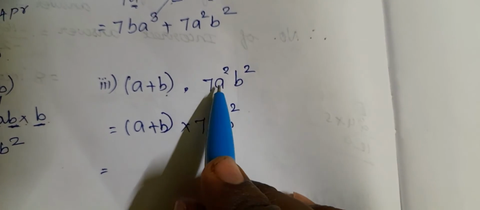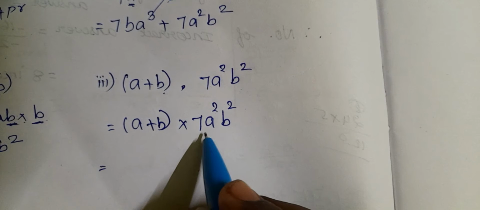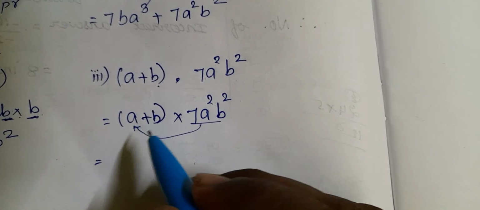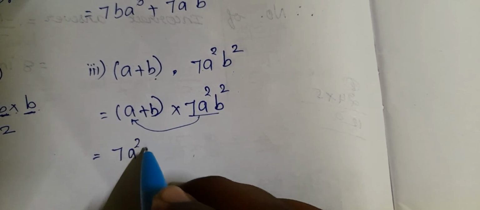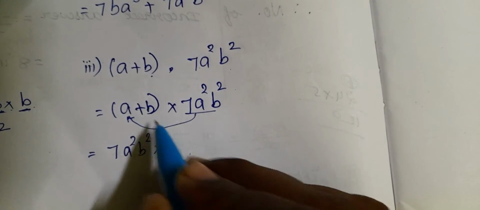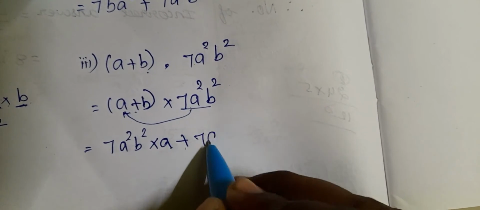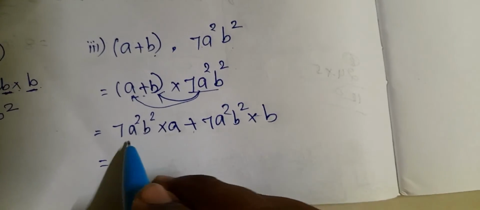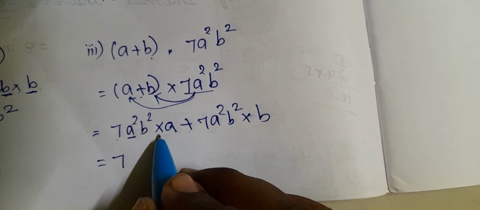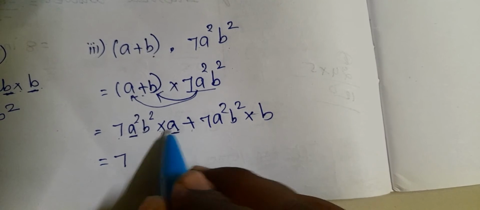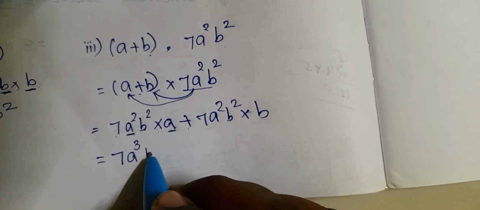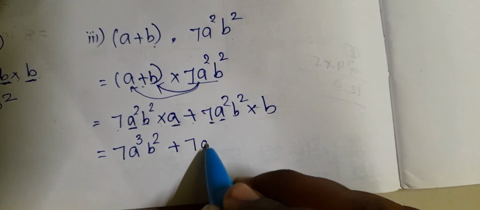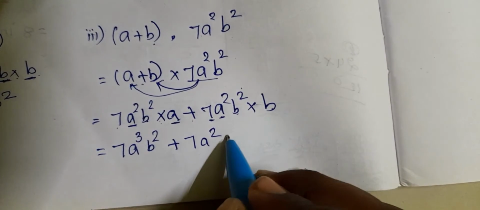Third question: a plus b, comma, 7a square b square. a plus b is the binomial, and 7a square b square is the monomial. With the monomial we are going to multiply the first term of the binomial. So 7a square b square multiplied by a, plus 7a square b square multiplied by b. Now 7a square into a: a square into a is a power 3, and b square, plus 7a square b square into b will be b cube.